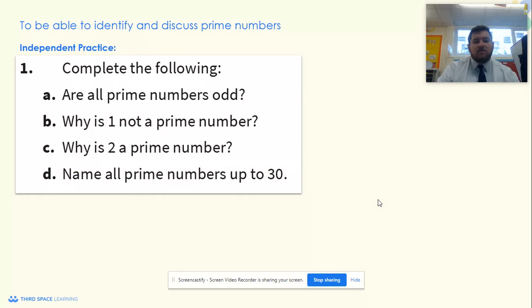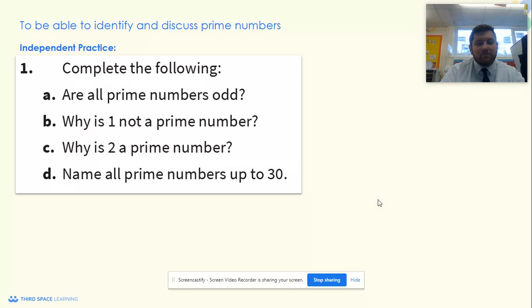So these are some of the questions that you've got to look at. Have a go at thinking about them. Have a look at different prime numbers. See if you can work out which numbers are prime. Remember, we've just talked about why 1 is not a prime number, so if you want to go back and listen to the video again, do that. And then use your 100 square to name all the prime numbers up to 30. Remember, you are checking whether they go into any other times tables other than itself and 1.